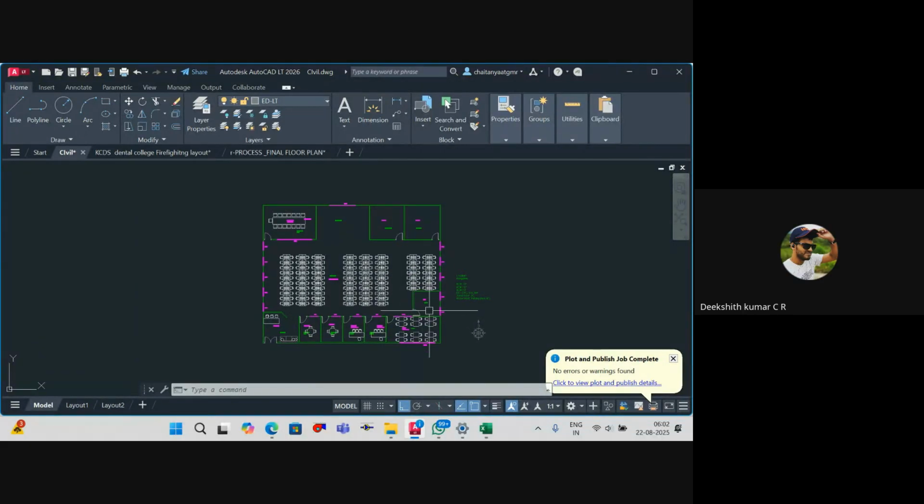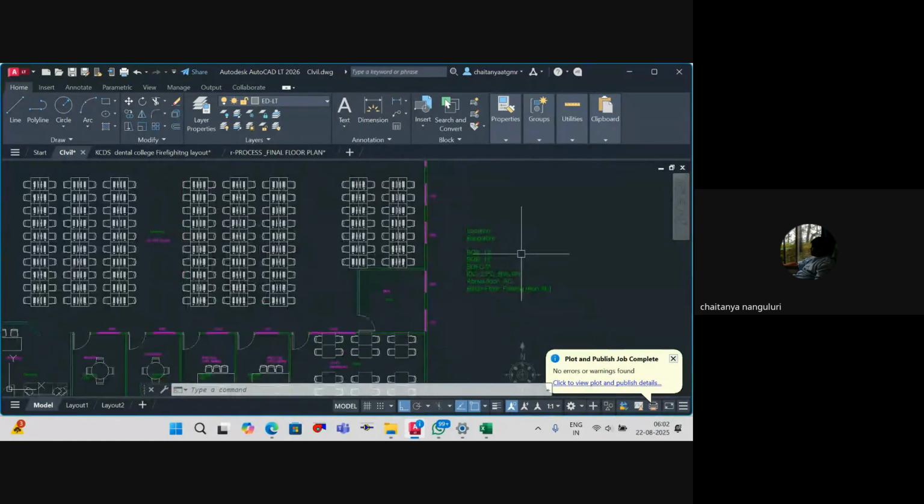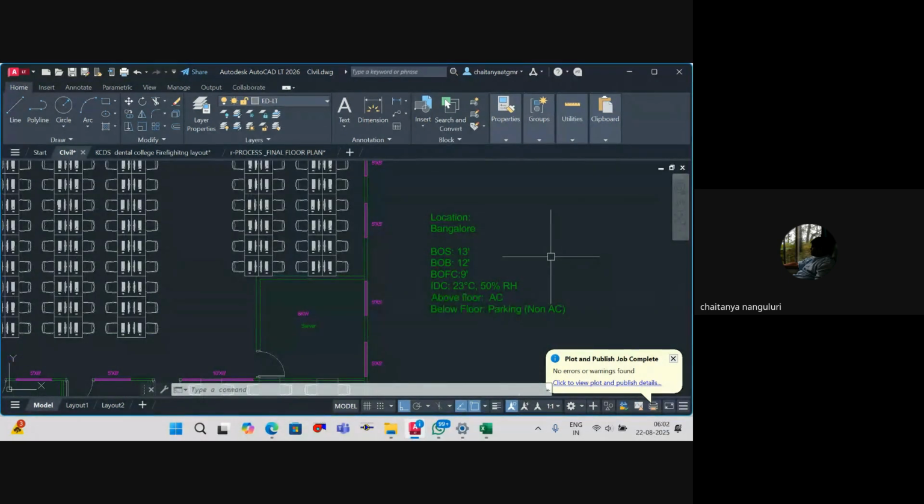Okay. So now we will understand, as we discussed previously. This is an office area located in Bangalore, and I've given the following details. The slab height, that is the clearance between your floor and the bottom of your slab, is 13 feet.